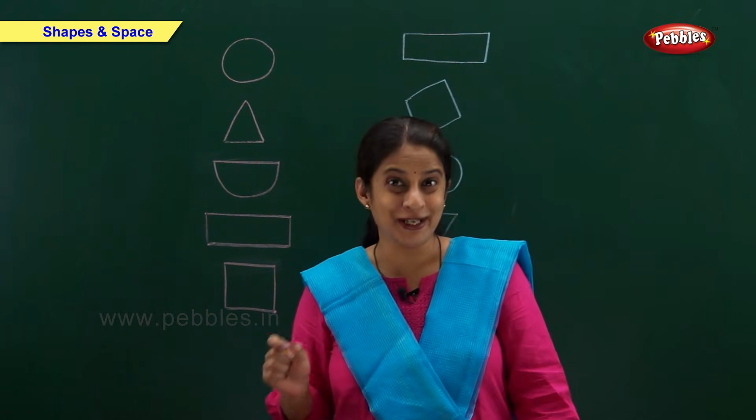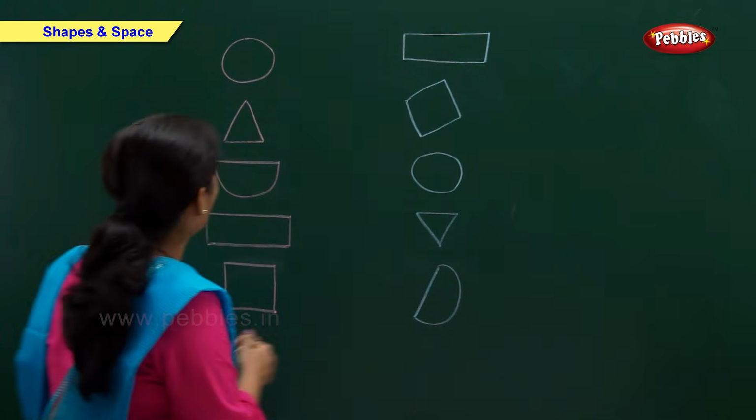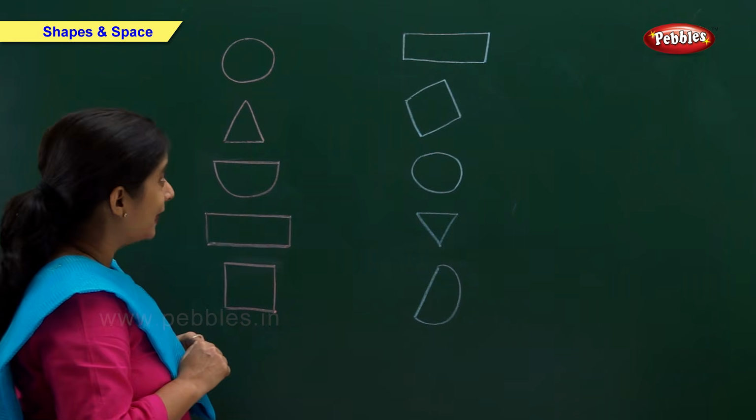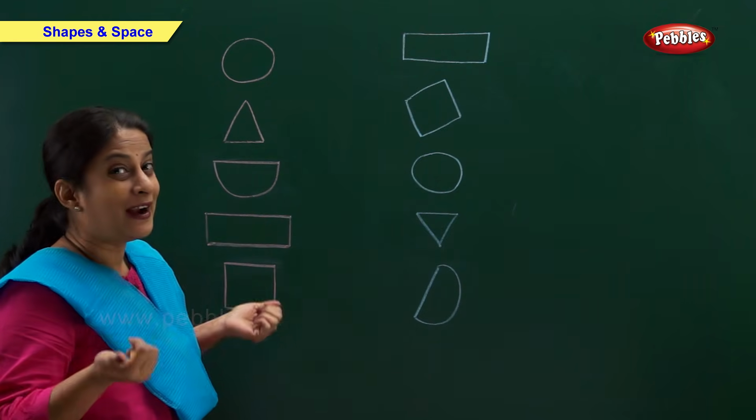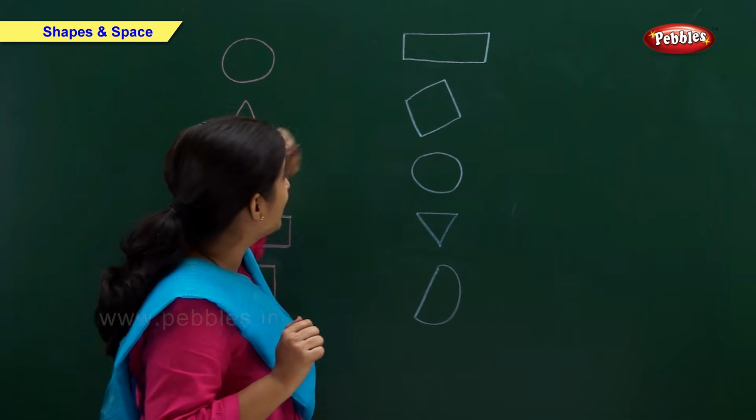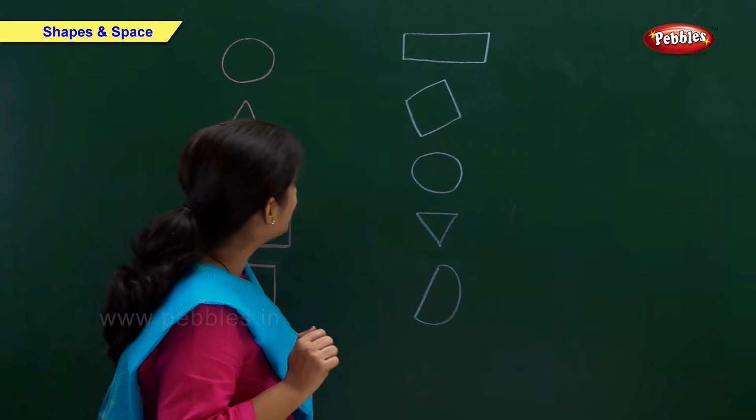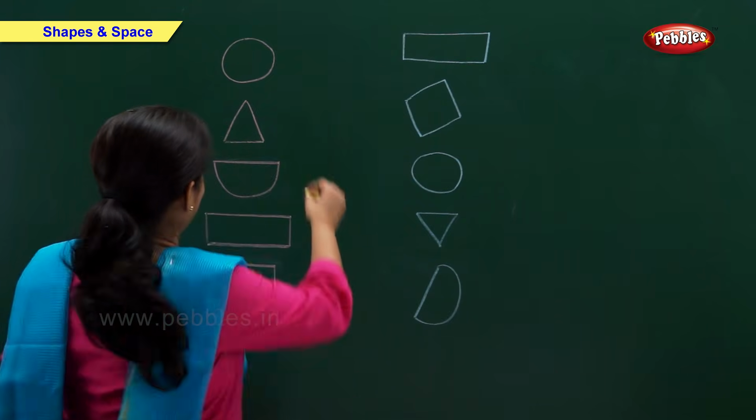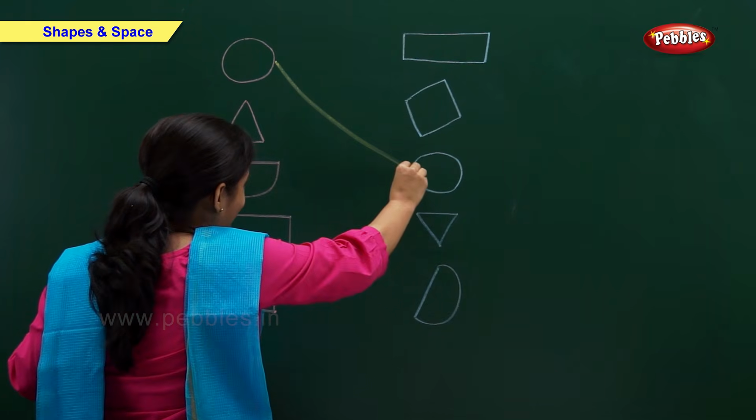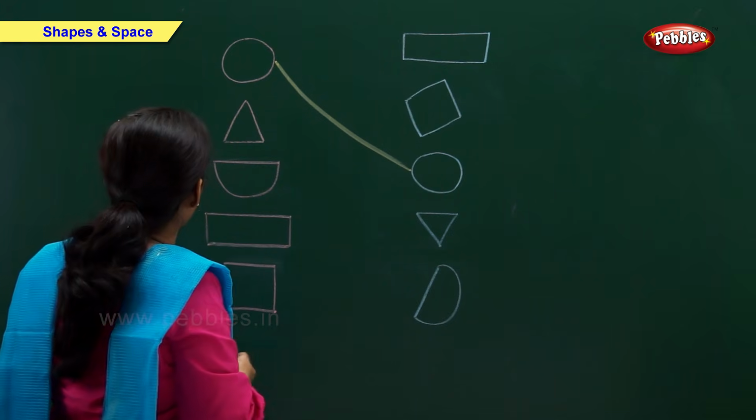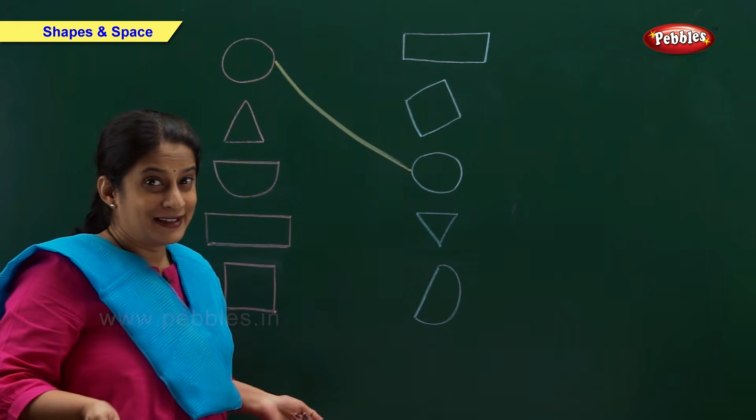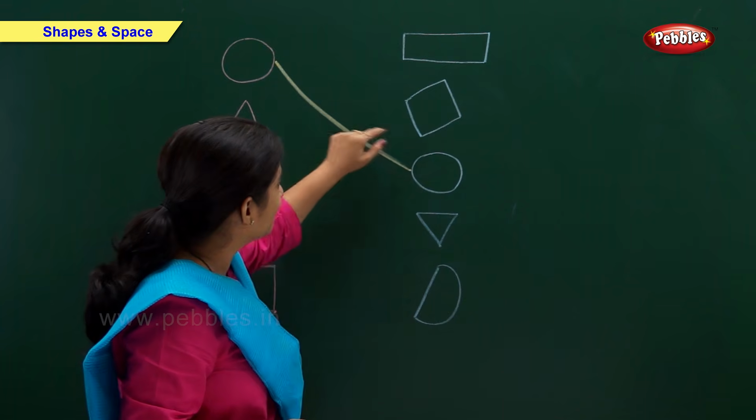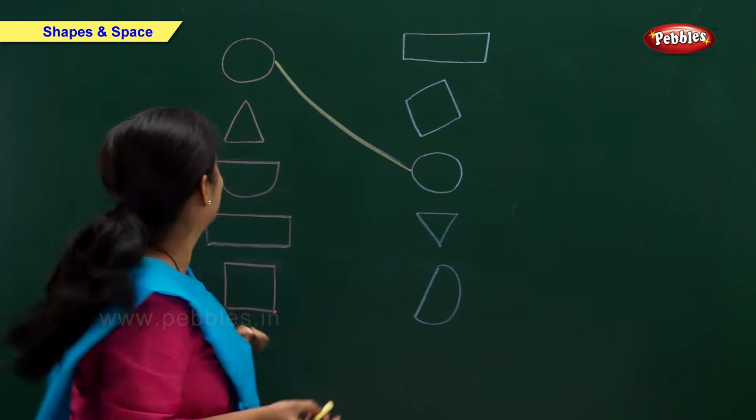Now you have to help me to match the shapes. Which shape is this? Right, it's a circle. So now let's find circle and match. This is a rectangle. This is a square. Oh, we found circle. So now let's match. Circle. And now we have a triangle. So let's find our triangle. Rectangle, square and a triangle.